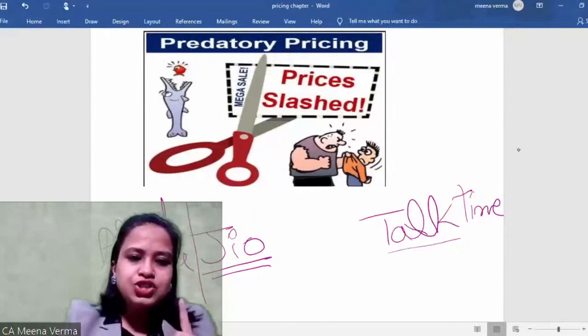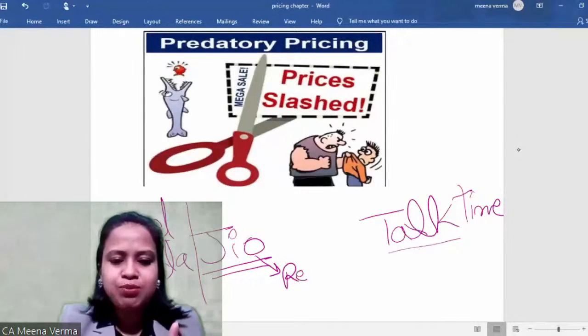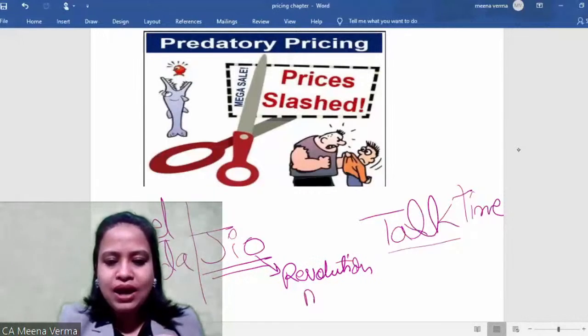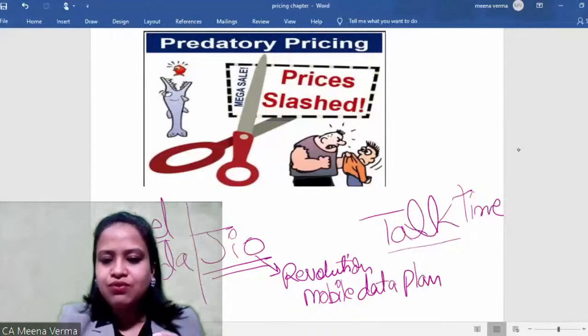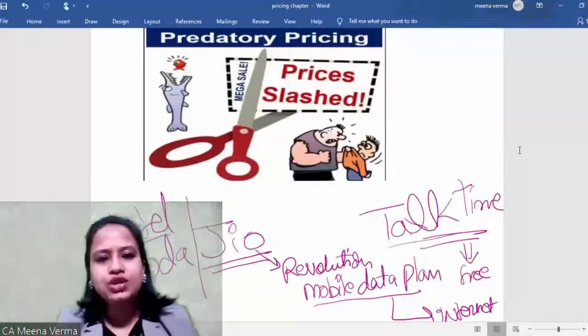What happened? Jio knew that they were introducing a revolutionary product in the market. What was their plan? They wanted to sell a mobile data plan in which talk time was free, and they just wanted to charge for the internet, the data plan. They just wanted to charge for this.